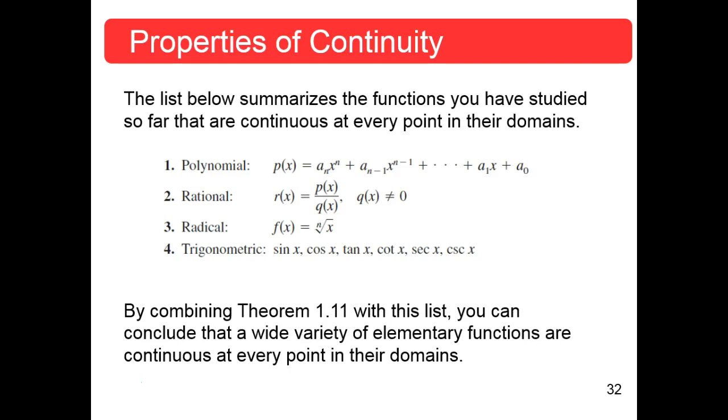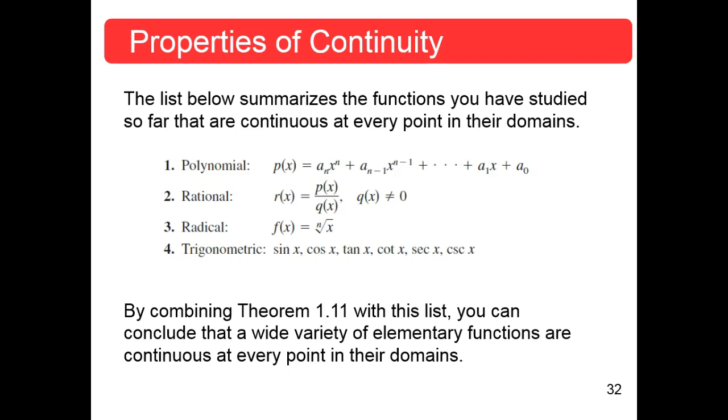Discontinuous there, no values there. If n is odd, continuous everywhere. And the trig functions: these are continuous everywhere, these are continuous except at the half pi's, and these are continuous everywhere except at the whole pi's. Now, by combining the theorem of 111, which we just did a short while ago, with this list, you can conclude that there's a wide variety of elementary functions that are continuous at every point in their domains.